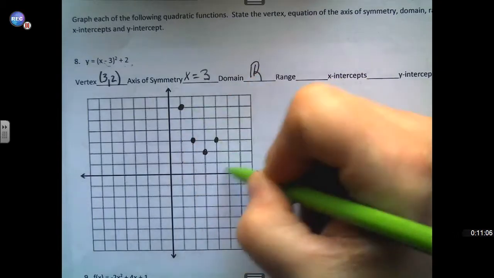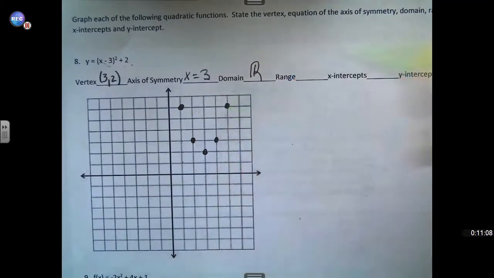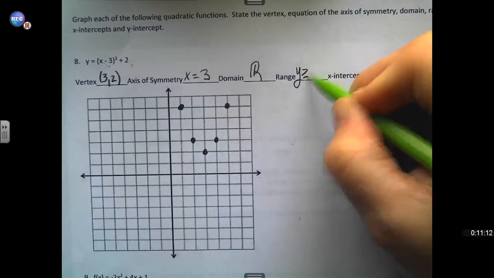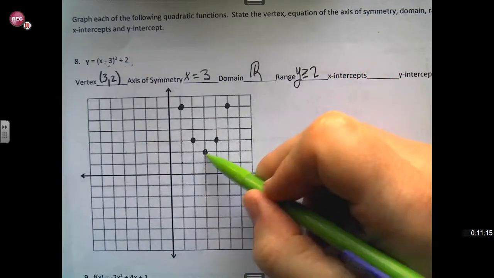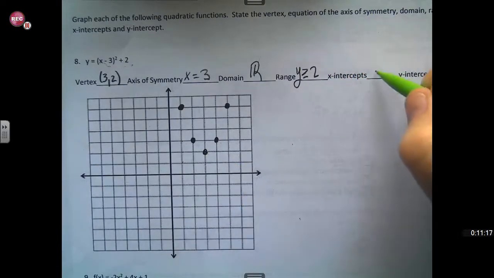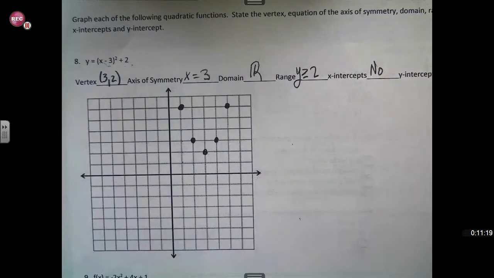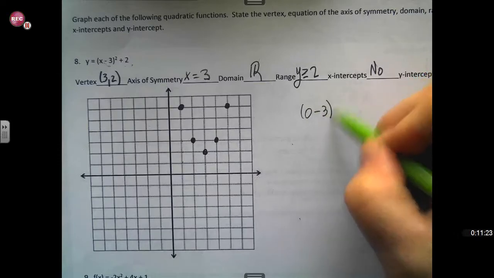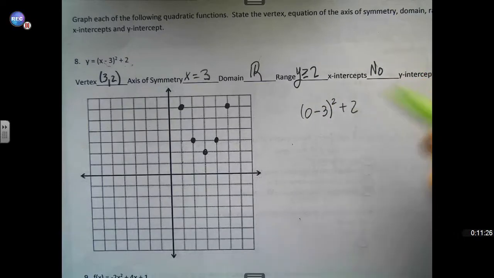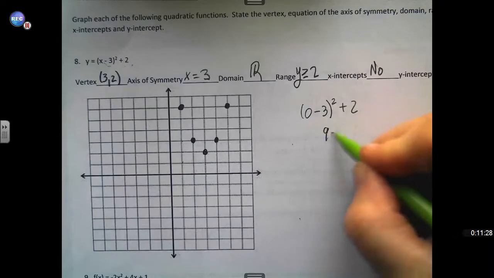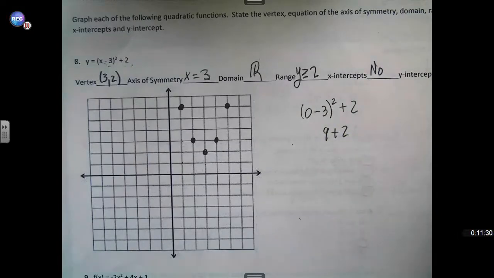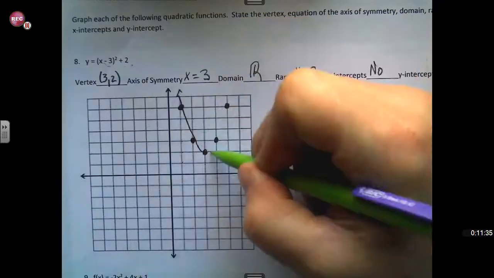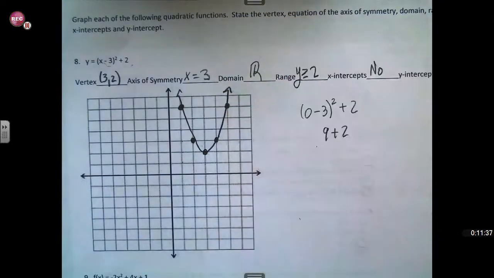And then use my axis of symmetry. So I can see that my range is going to be y is greater than or equal to 2, because that's going to be my lowest point. And the x-intercepts, no, there aren't any. The y-intercept, looks like I need to plug in 0 because it didn't come out when I plugged in those other points. So 9 plus 2 would be 11. And then draw in my parabola, and we're done.